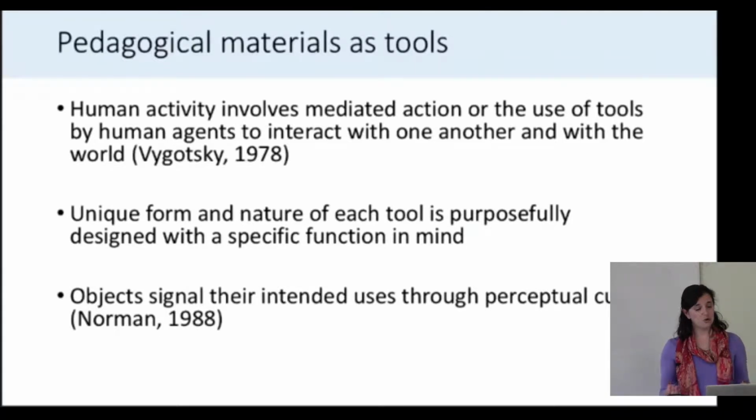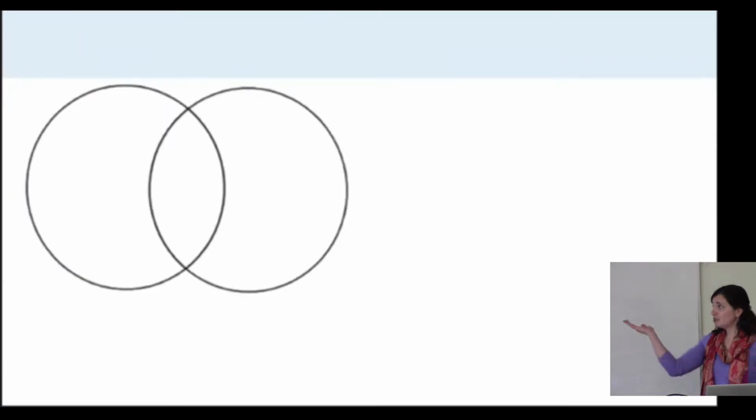And so each of these tools has a unique form or nature that's purposely designed with a specific function in mind, right? And the objects, or these tools, will signal their intended uses by the perceptual cues that are built into them and how they're designed. So when I talk about the design of a material, I'm really thinking about the form of the material and what cues are sent or invited by that design that can be taken up by the human actor. To give you some idea of what I'm talking about here, if I show you this image on the screen, I assume that you all have some sense of what this is and how it should be used.